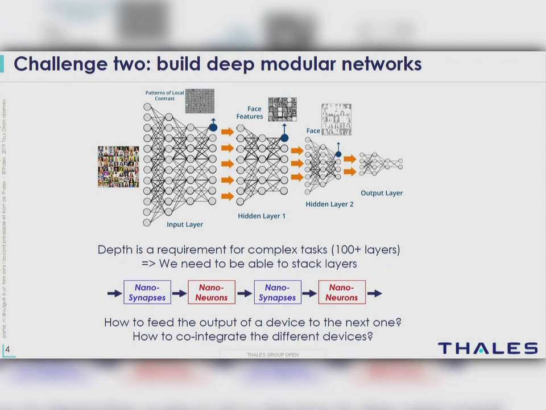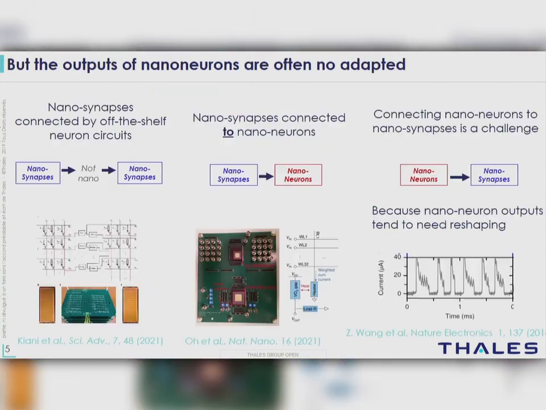So you really need to be able to have this successive transformation from synapses to neurons to synapses to neurons and so on. And this is actually not trivial at all if you have nano devices. Okay, so we really need to have this modular architecture. But this is not so easy when you have nano devices. And therefore, actually this has not already been done.